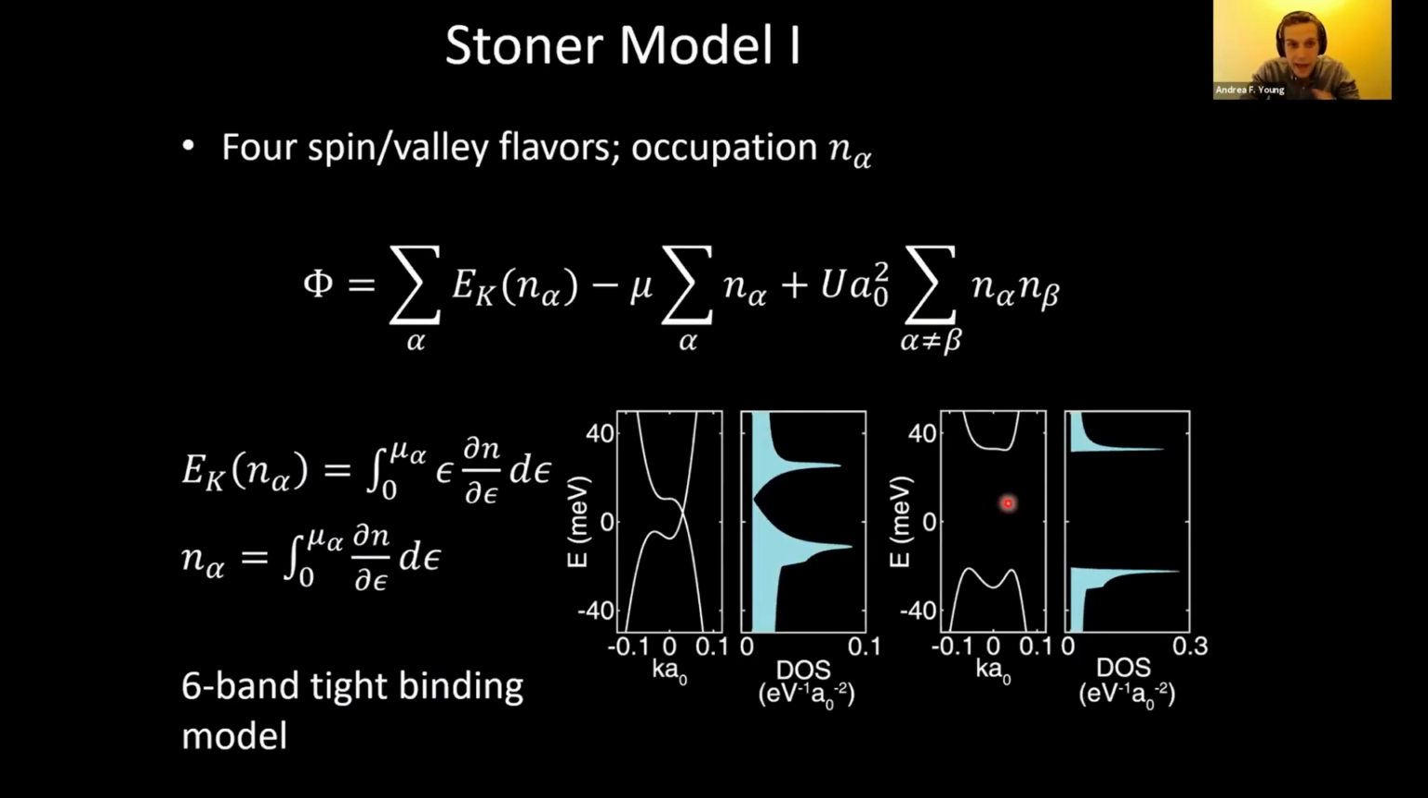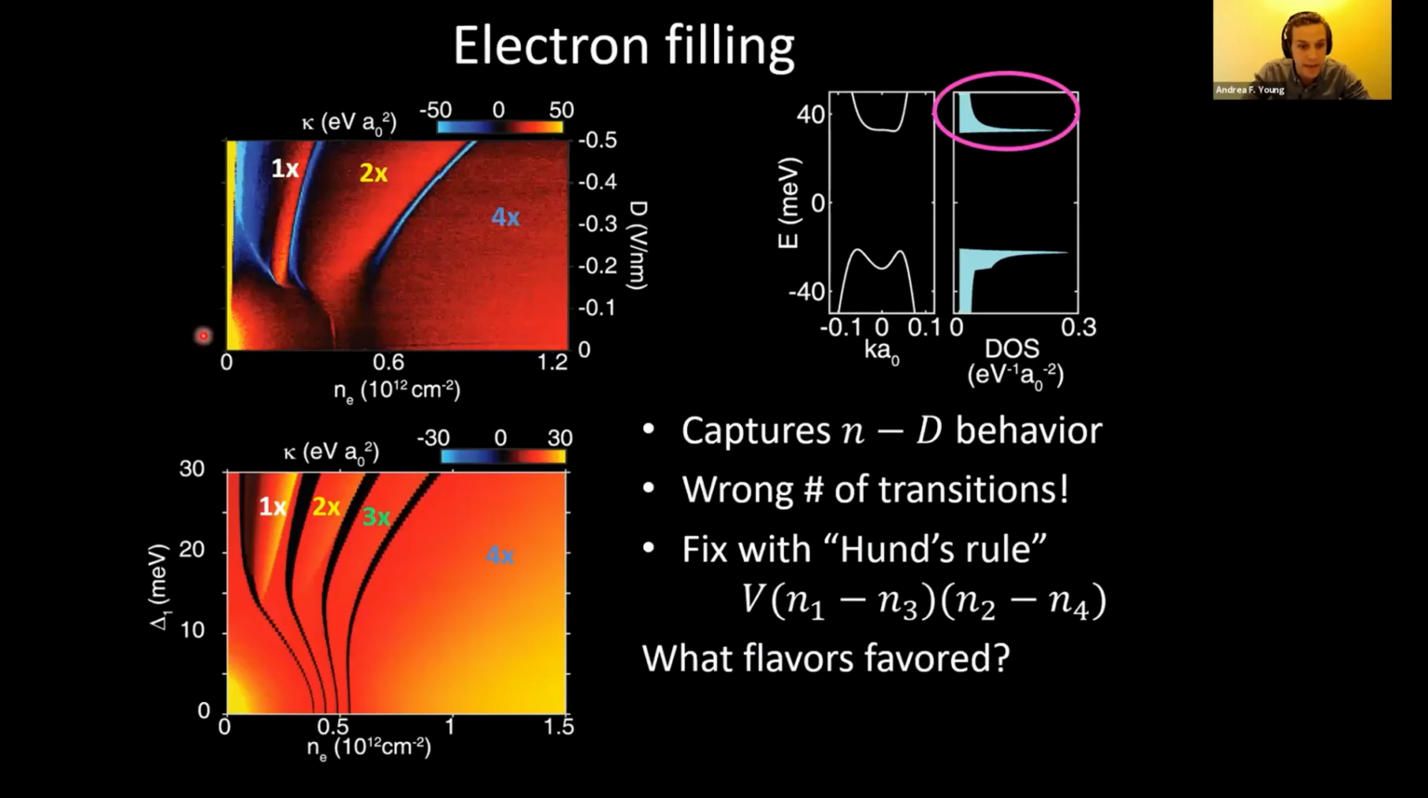So you can try to capture this with the Stoner model. It's the simplest thing that you can do, right? You can put in a realistic band structure and see what comes out. And indeed, you get something that looks reasonably similar. You can see that the trajectories of these lines are basically just directly related to the evolution of density of states in the single particle model, right? It captures that density versus displacement field behavior. It's interesting that it actually predicts phases that are not seen. So in particular, a phase that has 3 Fermi surfaces rather than just 2 or 4.